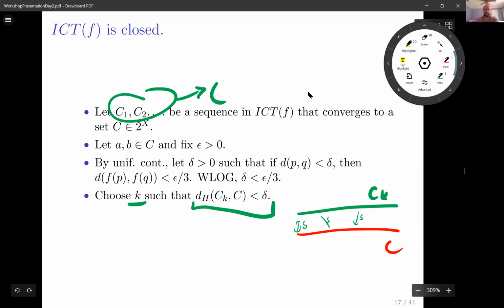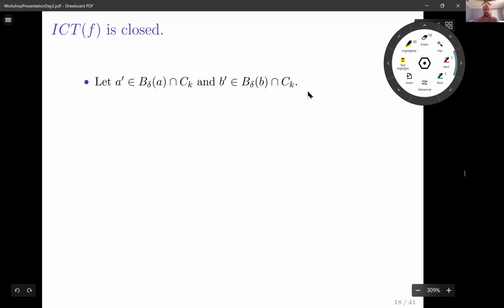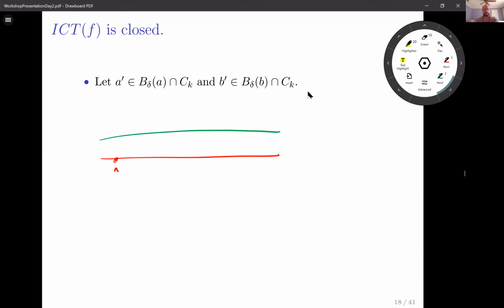All right, so where we go from here is we choose some A prime in the ball of radius delta around A intersected with CK, right? So we had C, and we have A right here, and we had CK. Now these are probably not actually intervals, but I'm drawing them as intervals. They're probably very disconnected sets, right? So then we take the ball of radius delta around A, and we choose A prime right there. We do something similar with B way over here, choose B prime right there.